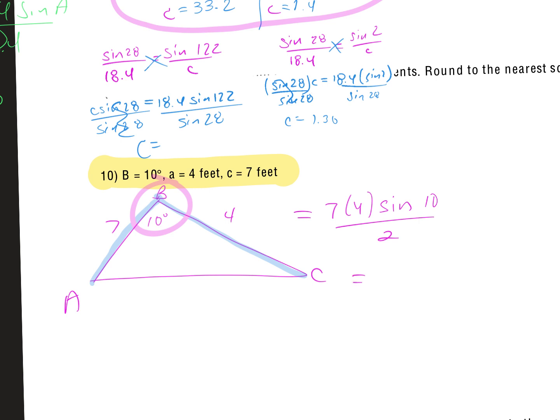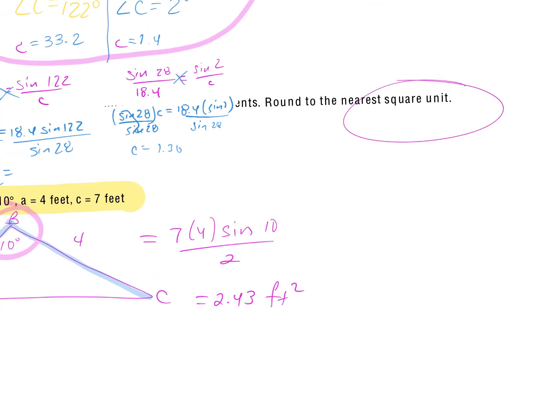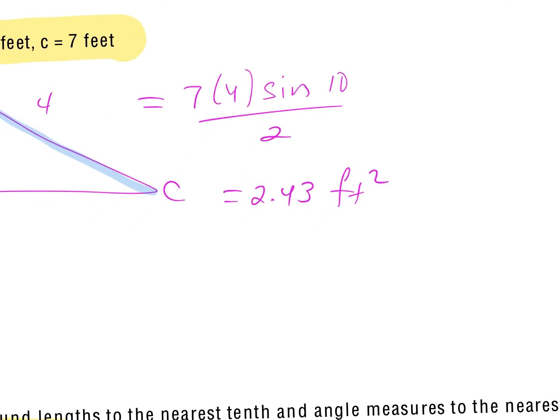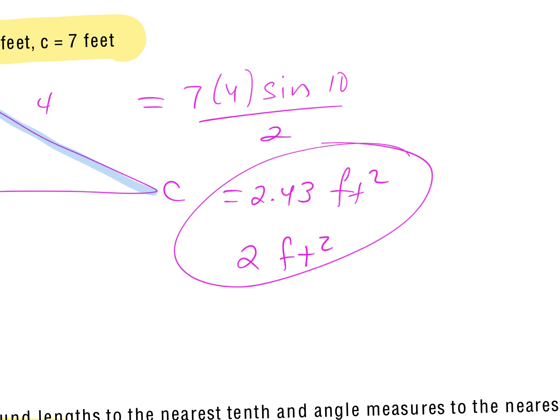I got about 2.43 feet squared. Now, these directions say to the nearest square unit. So if it was to the nearest square unit, this would be 2 feet squared. If it was to 1 decimal place, it would be 2.4 feet squared. Just follow the directions on rounding and make sure you have your units. You understand what I mean by that?